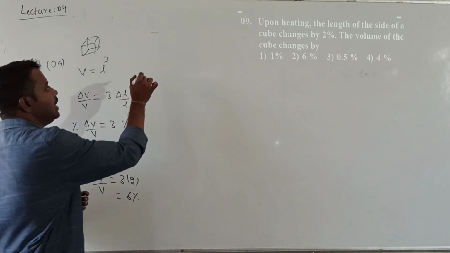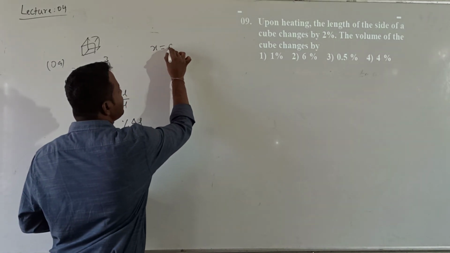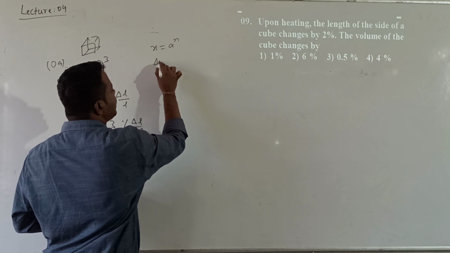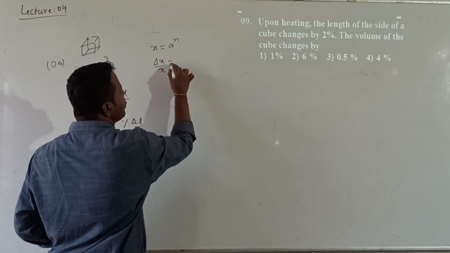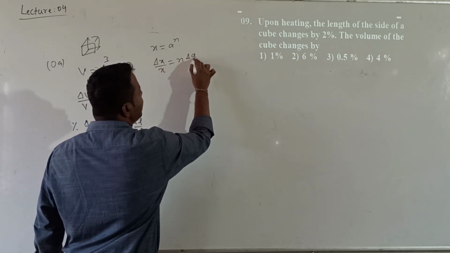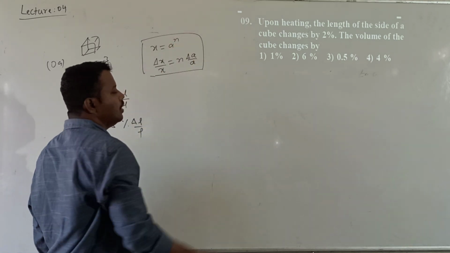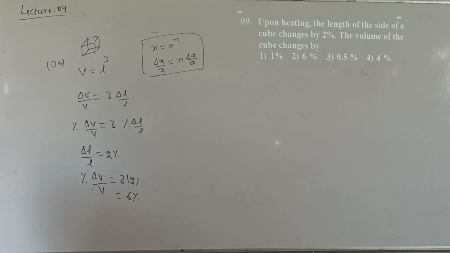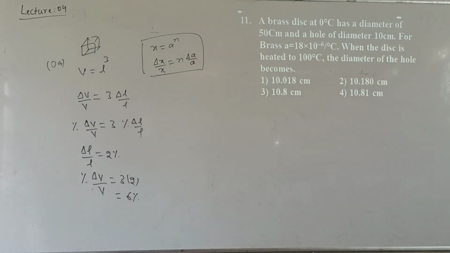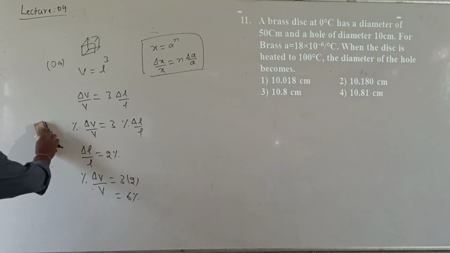Here also, what is the relation we are using? If x is equal to a power n, the formula is delta x by x is equal to n into delta a by a. Okay now? So this is question number 9. Next one, question number 11.